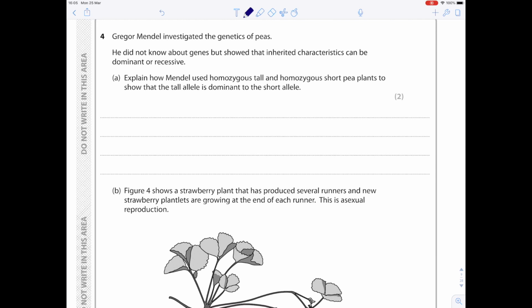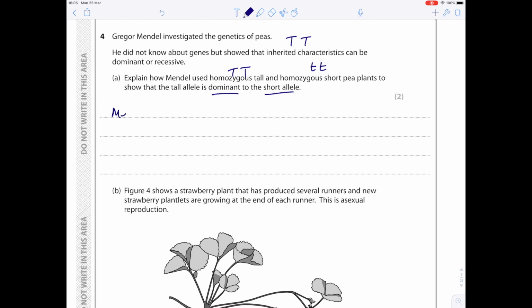And notice that homozygous, let's pick T for our alleles. Homozygous tall would mean 2 big T's. Homozygous short would mean 2 small t's, and the only reason I know that is because I know that the tall is dominant to the short allele. So let's write what he did.